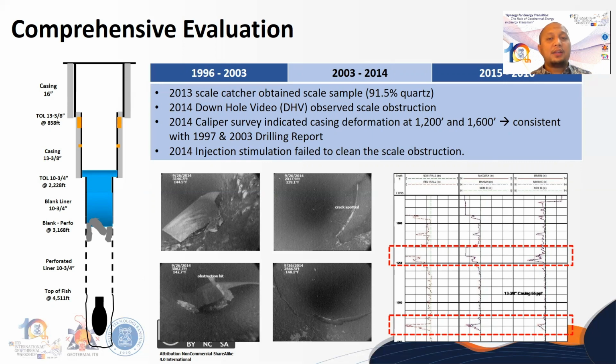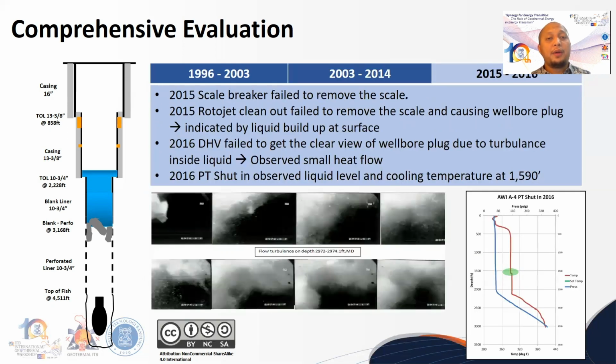And after that, we tried to remove this scale using the injection simulation method in 2014, but we failed. We tried to continue removing the scale inside the wellbore in 2015 using scale breaker method, but it also failed. And finally, we conducted rotojet clean out in 2015 to remove the scale inside the wellbore, unfortunately, it failed and caused wellbore plug, as I mentioned earlier. This wellbore plug indicated by liquid buildup until the surface.